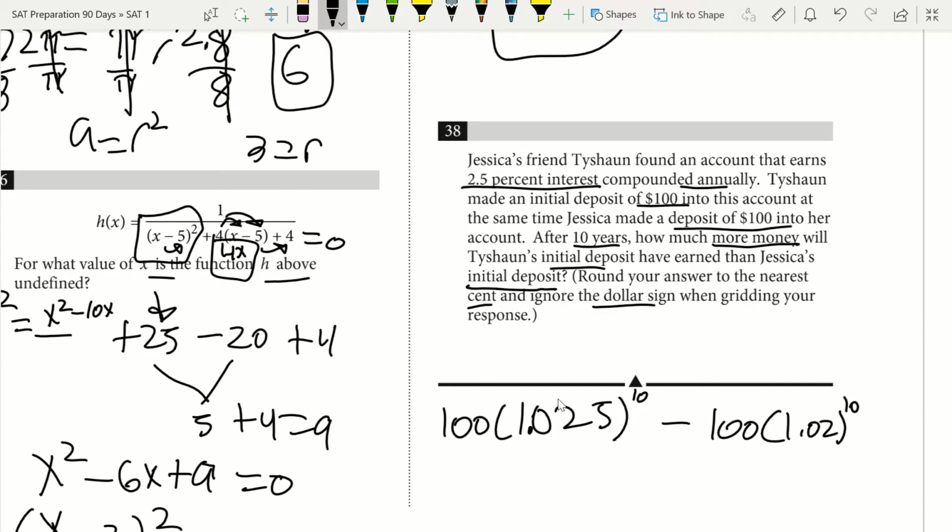Okay, that's going to give me 6.109. When I round that to the nearest cent, that is going to give me 6.11. So my answer there will be 6.11. So that one right there, also not too difficult, which is why we went ahead and answered it.